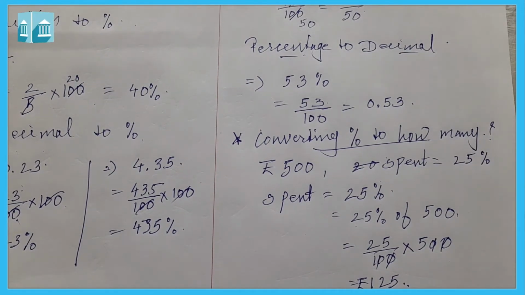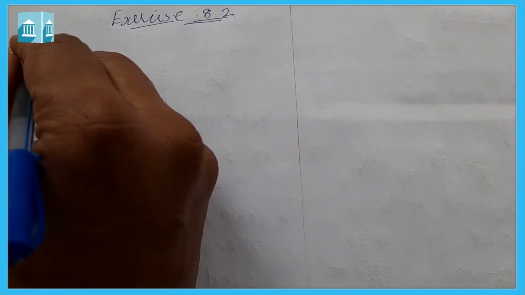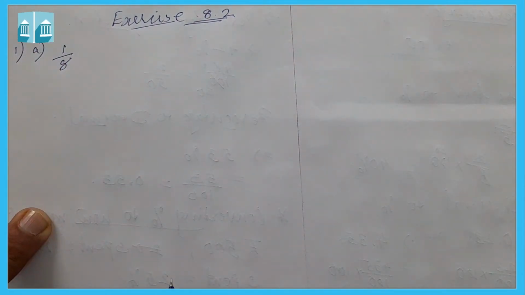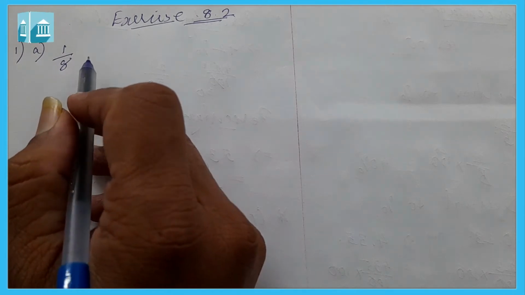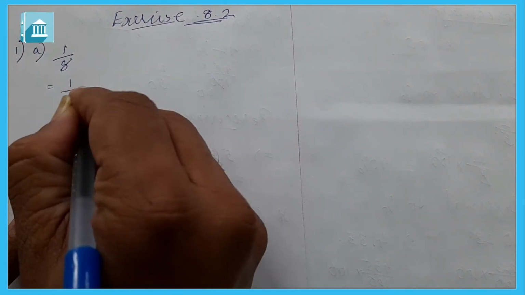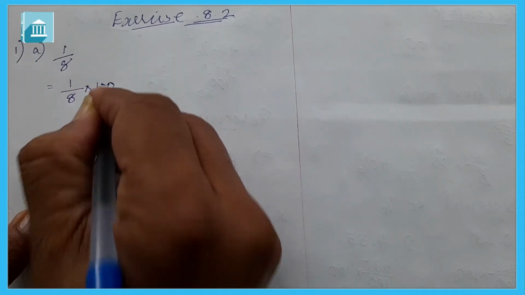Now let us see exercise 8.2. In exercise 8.2, let us do question number 1. Question number 1 is: convert the given fraction number to percent. Let us do the first one, that is 1/8. This is the fraction number, and we have to convert it into a percentage. As we discussed, it is 1/8 multiplied by 100.